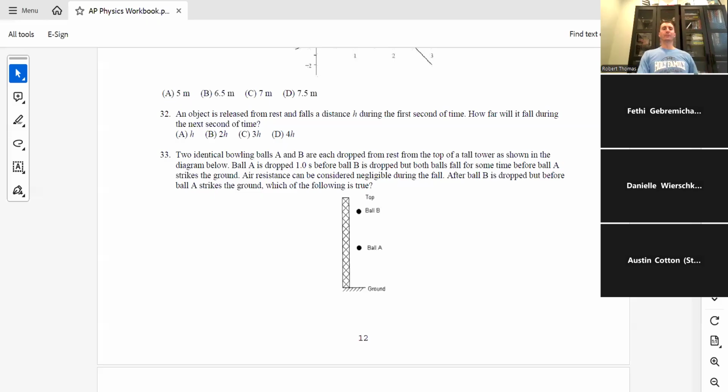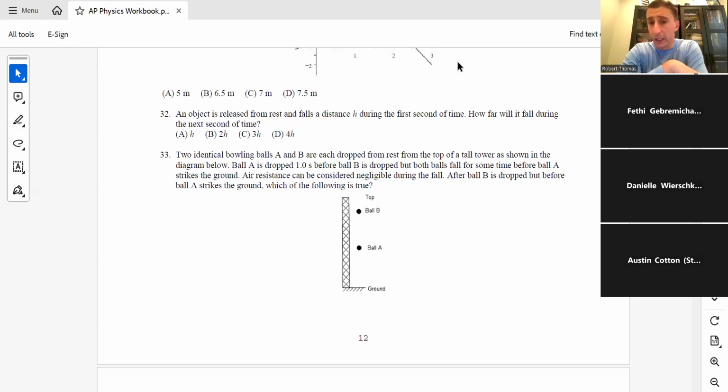All right, so 32. There's two different ways you could do this, right? Anytime you're given a problem like this, what you need to think about is, what do I know from this problem? In other words, what variables do I know?